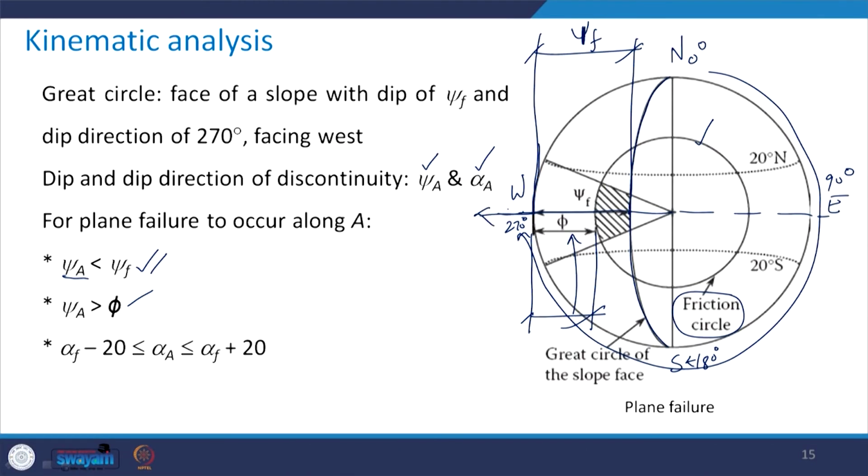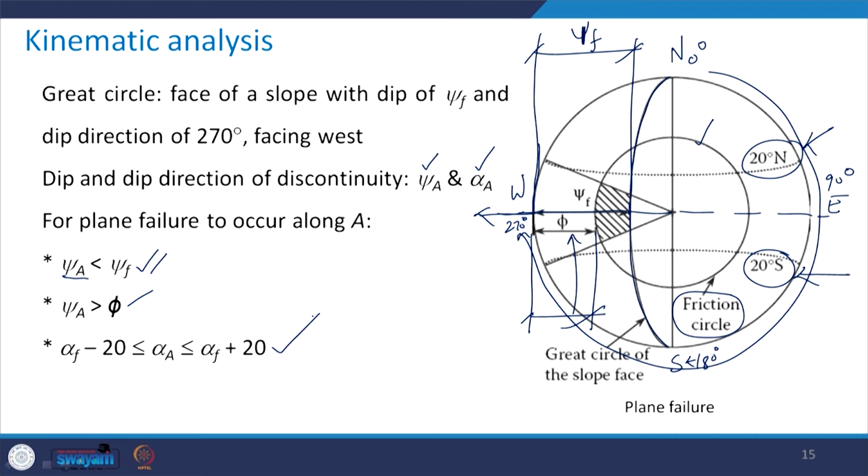Then the third condition is that the difference of the dip direction of the slope face and that of the discontinuity should be less than 20 degree. So, you see that this is the dip direction of the slope face. I explained it to you how it is. We have taken a typical case, so do that plus minus 20 degrees. You have 20 degree north latitude and 20 degree south latitude, which is there. So, now this is what is going to be your third condition.